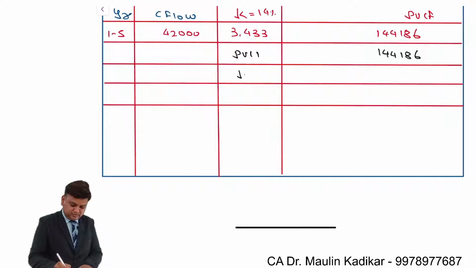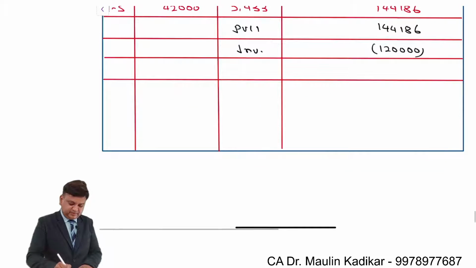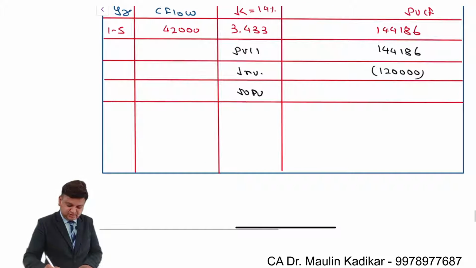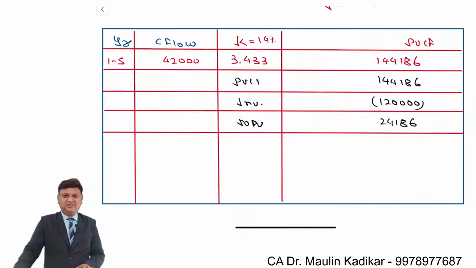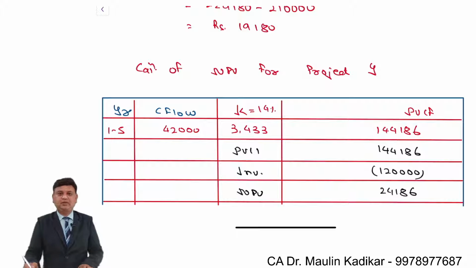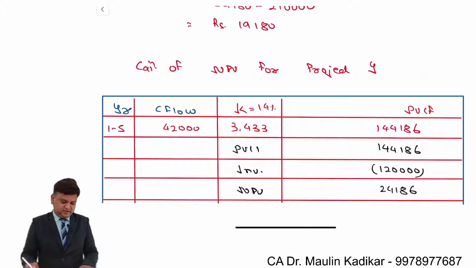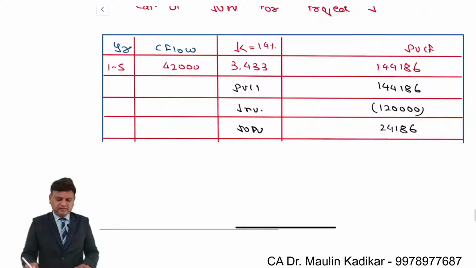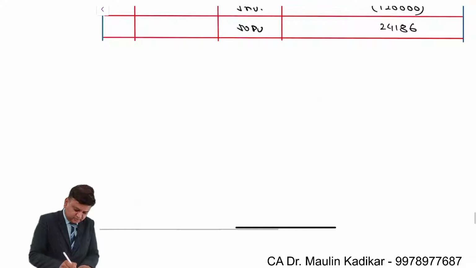Less investment. The amount of the investment is 1,20,000. And the difference of both of them is NPV. 24,186. This is the way the NPV for both the projects will be calculated. So friends, over here we just have to make the calculation of the NPV for project X and project Y. That is the question. And since both the NPVs are positive, we understand that the projects are worth accepting. That is the answer.